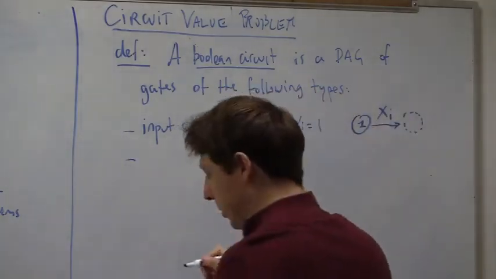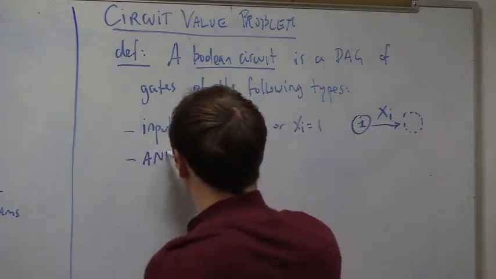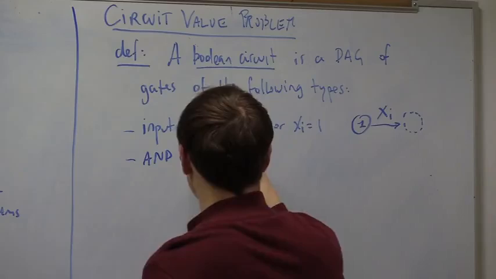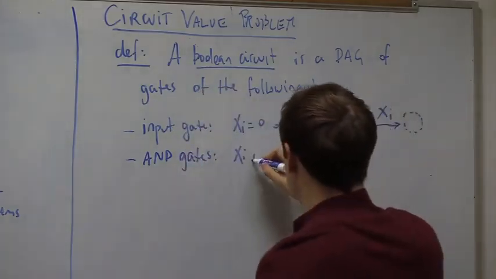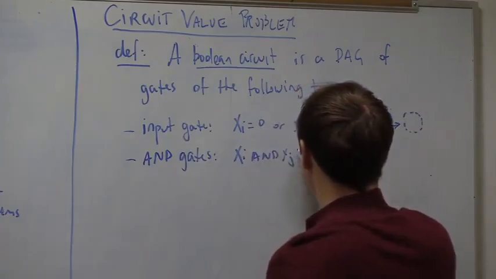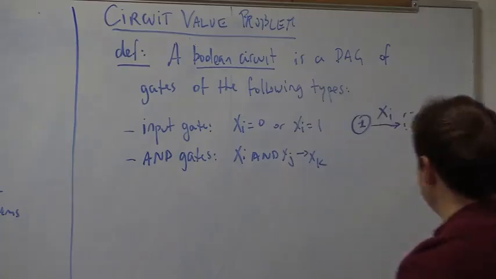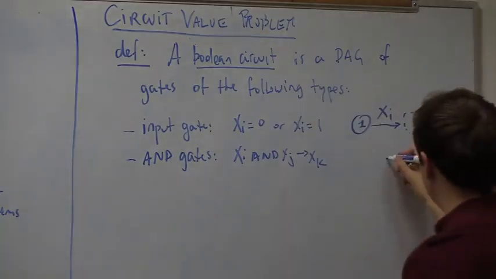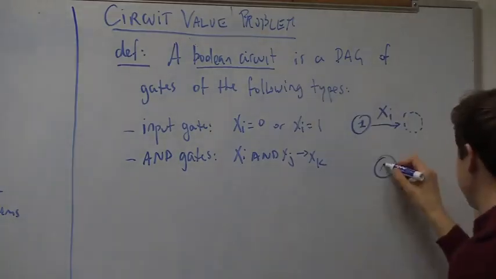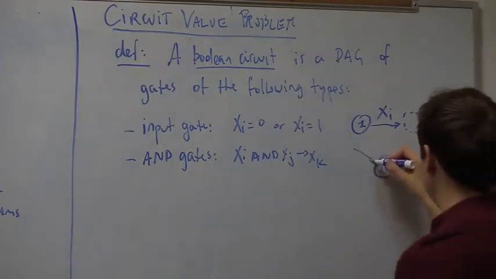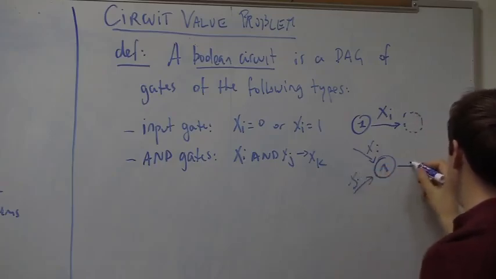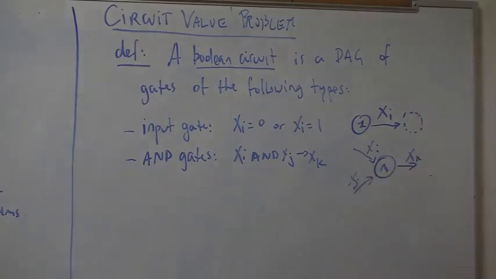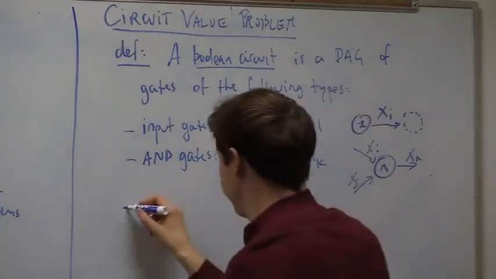You have also AND gates that specify that certain xi and xj should go to xk. In the directed acyclic graph, you can think about it as some gate that is labeled AND, and it has the wire for xi coming in, the wire for xj coming in, and the wire xk coming out. So this is represented this way inside the directed acyclic graph.